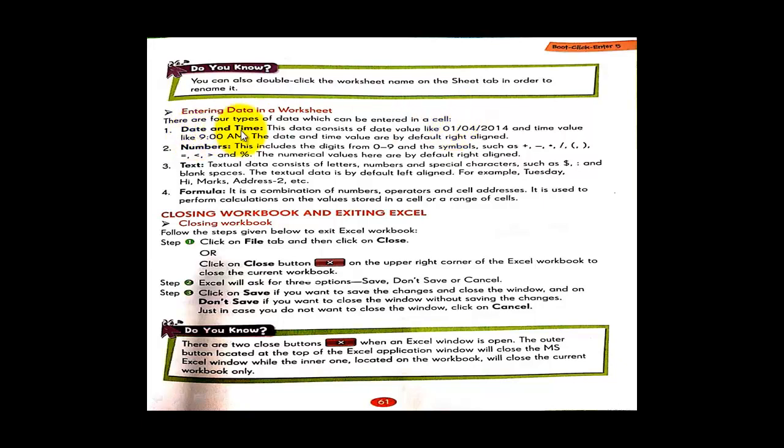The first one is date and time. The second one is numbers. The third one is text. And the fourth one is formula. Now these are the 4 types of data that can be entered in a cell.